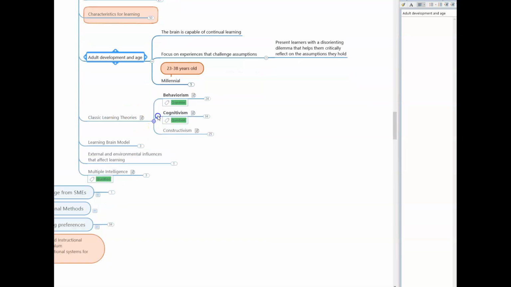Let's look at some classical learning theories. There's 3 of them we're going to talk about: behaviorism, cognitivism, and constructivism.